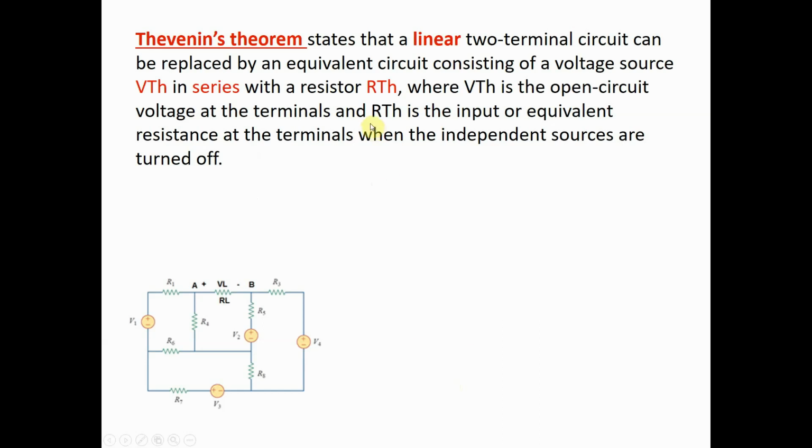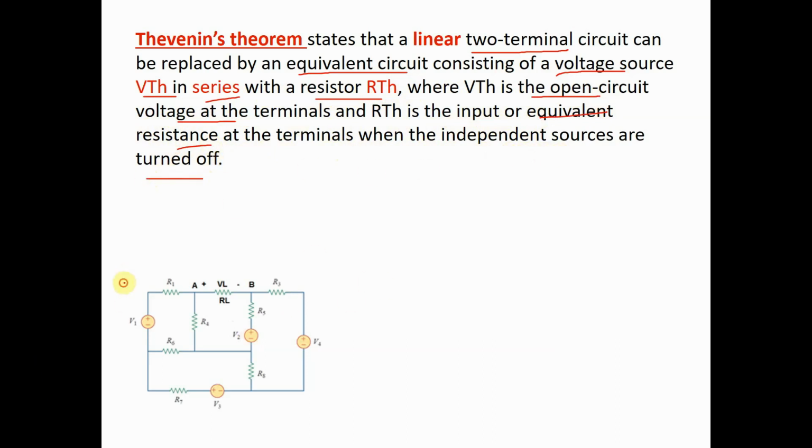Now, let's start with Thevenin's theorem. Thevenin states that a linear two-terminal circuit can be replaced by an equivalent circuit consisting of a voltage source, VTH, in series with a resistor, RTH. And what is VTH? VTH is the open circuit voltage at the terminal, and RTH is the input or equivalent resistance at the terminal when the independent sources are turned off.